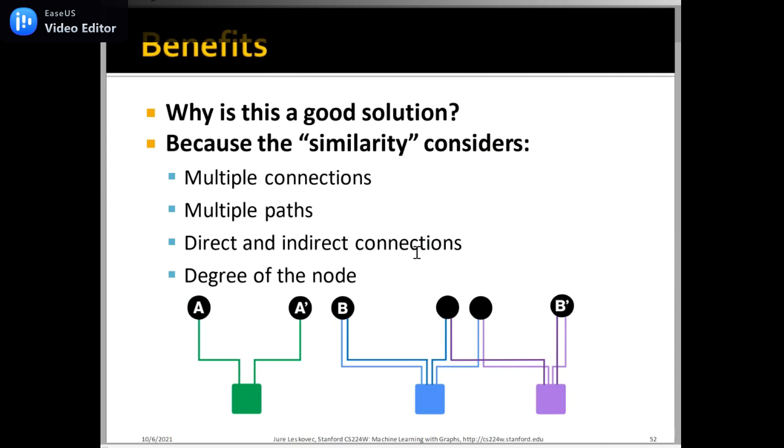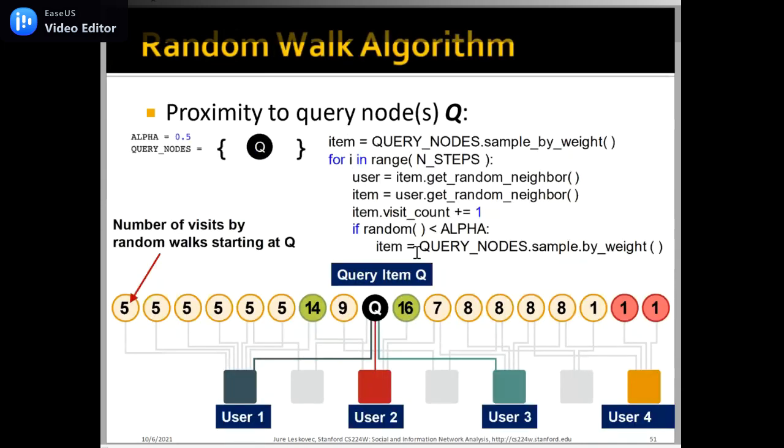Why do we do the random jump to the query nodes? What is the idea behind it? You mean why do we randomly restart from Q? Yes. Because right now it is not a global importance. Right now we want to identify the items that are important to Q or very similar to Q.